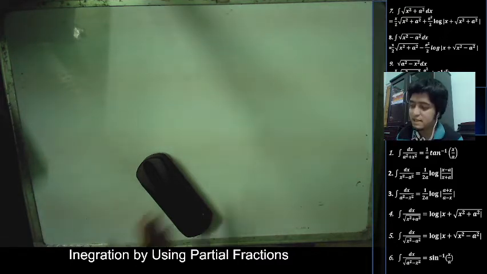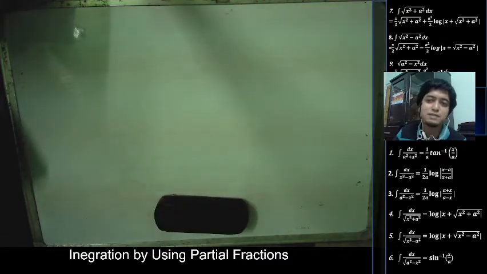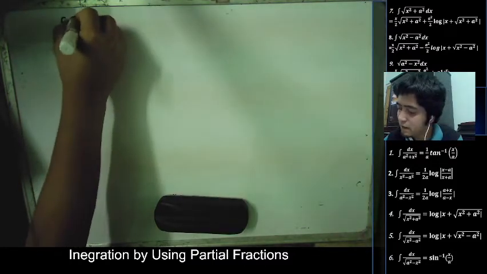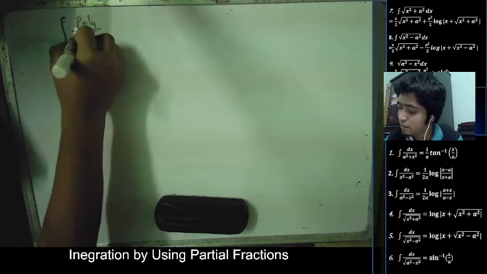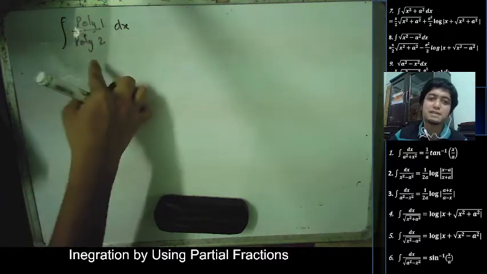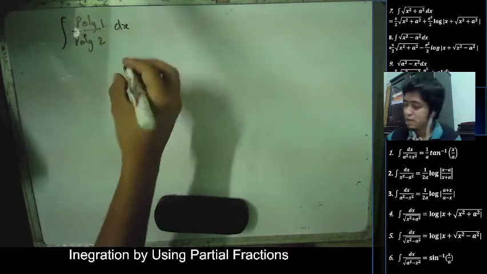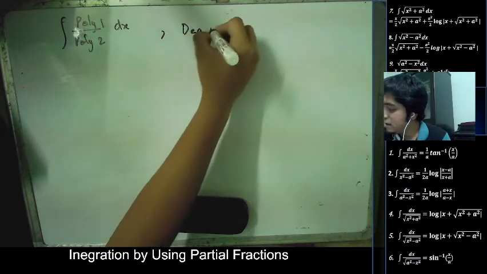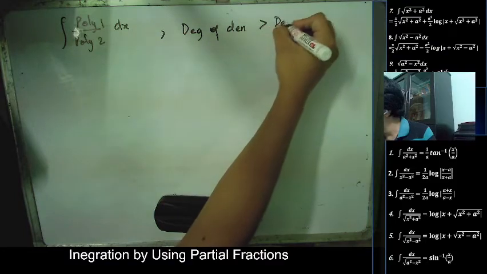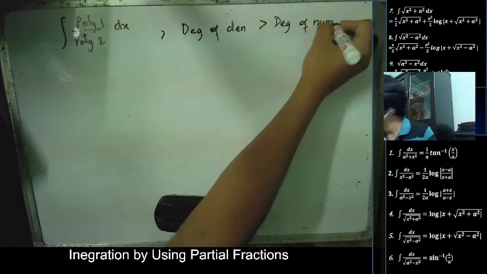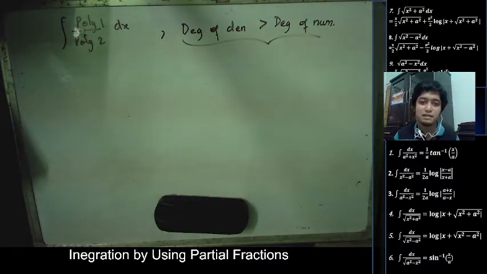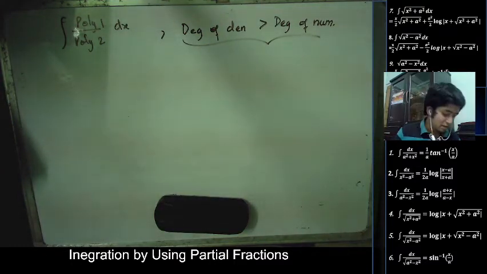So this is the base. We can do this when we are having polynomials. Suppose we are having the integration of polynomial 1 divided by polynomial 2. This will work when the degree of the denominator is greater than the degree of the numerator. Whenever this condition is satisfied, then we can always use partial fractions. So let us just go ahead.